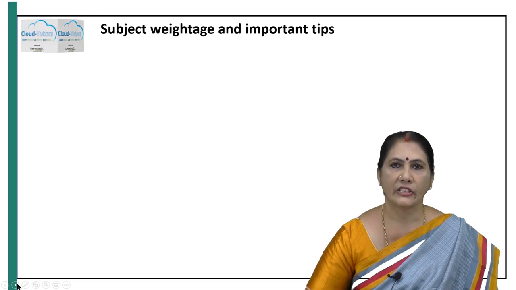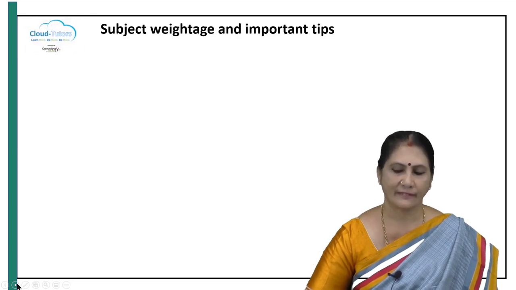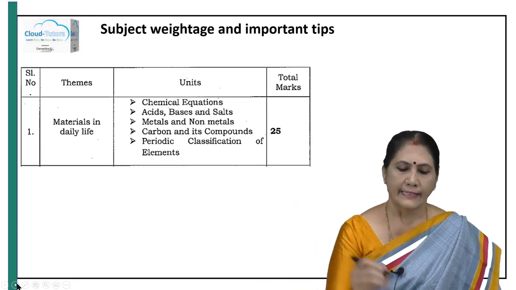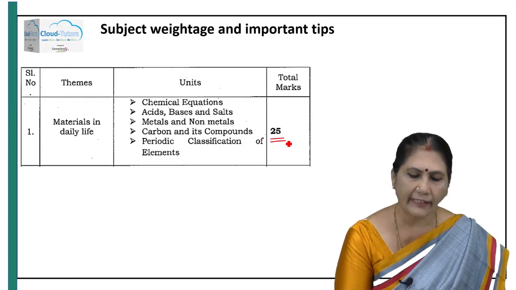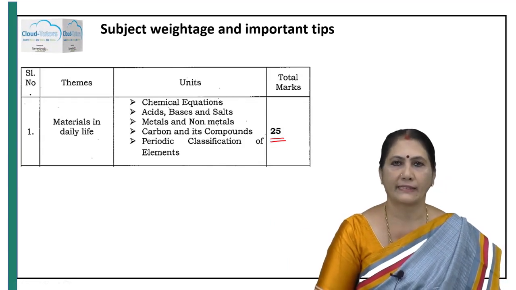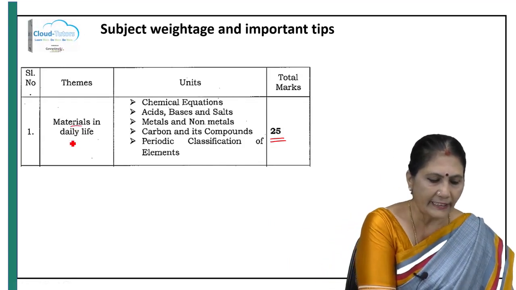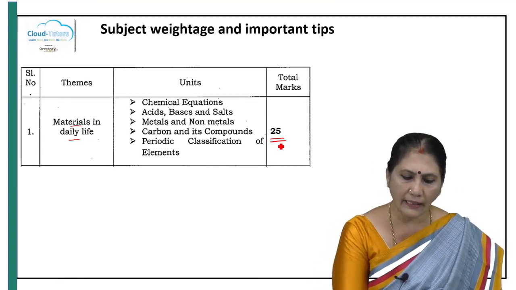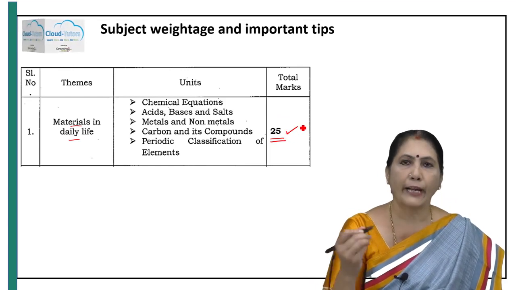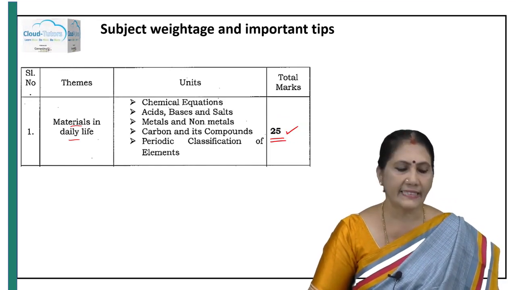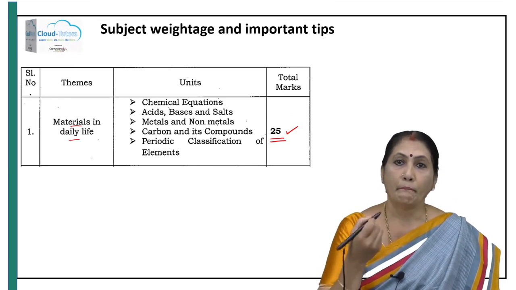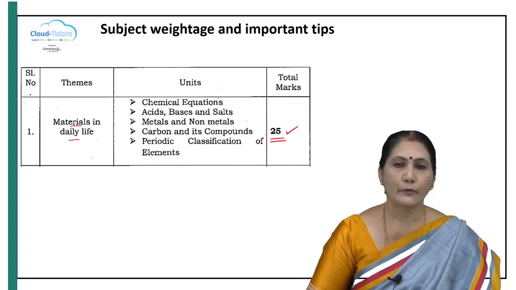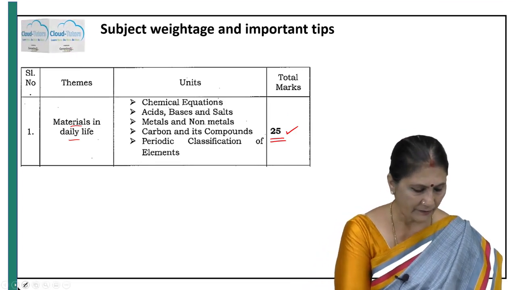The subject weightage and the important tips. The subject chemistry is going to be covered for 25 marks under the theme called materials in daily life. And among this 25 marks that you are able to see, let's understand what questions can be asked in different manner in terms of objective weightage.